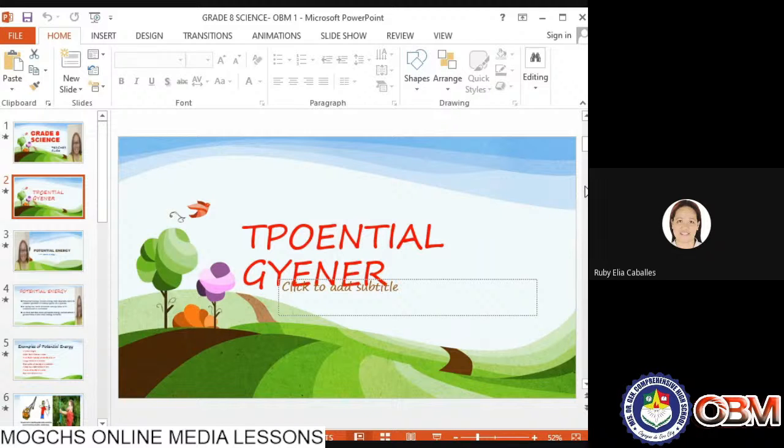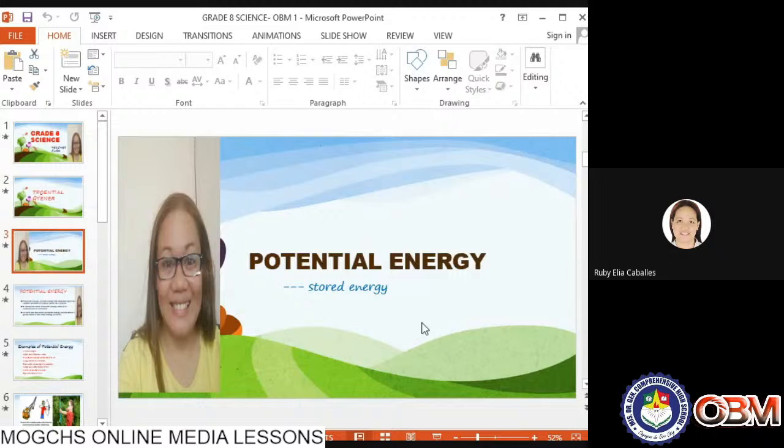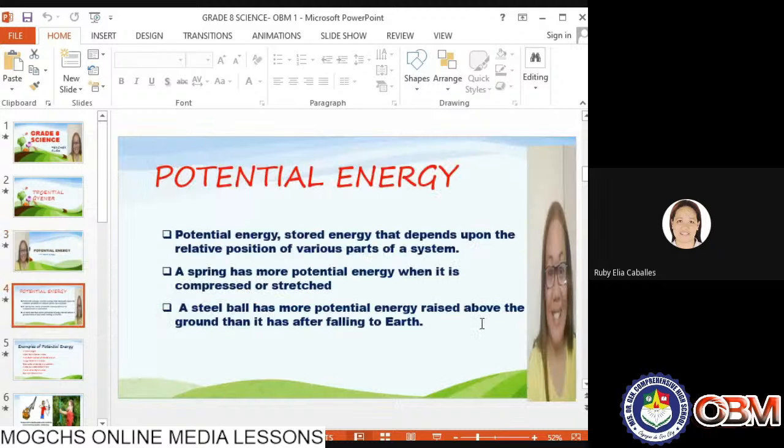Yes, this is potential energy, or known as stored energy. To define potential energy, it is an energy, or known as stored energy, that depends upon the relative position of various parts of a system. For example, a spring has more potential energy when it is compressed or stretched. A steel ball has more potential energy raised above the ground than it has after falling to earth.